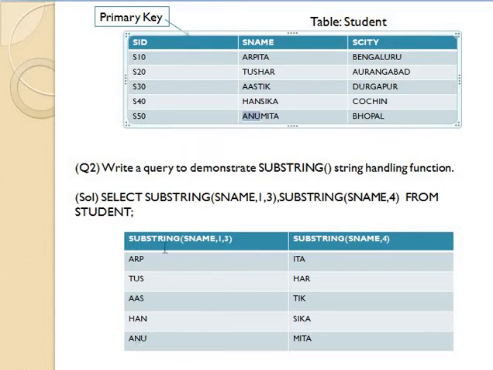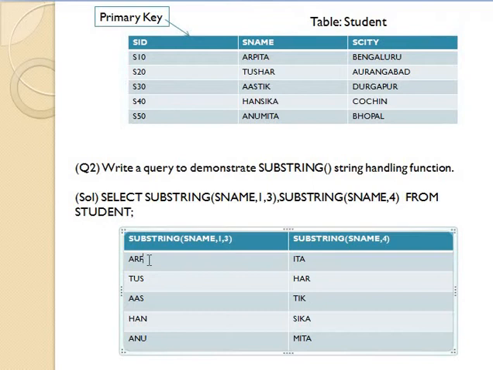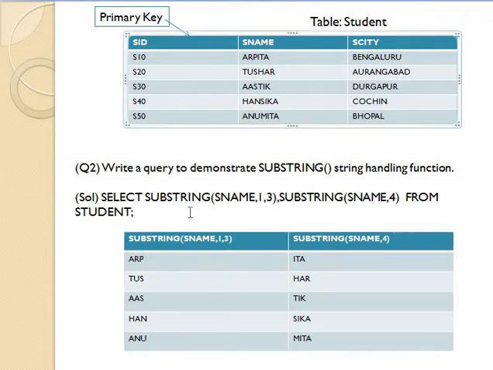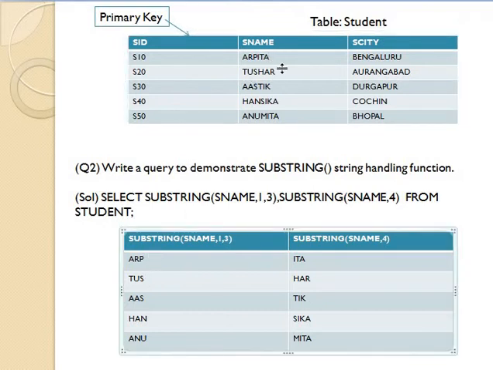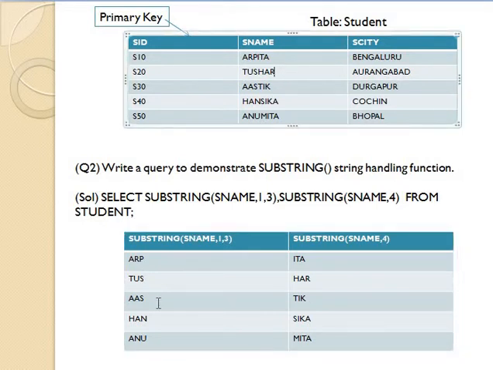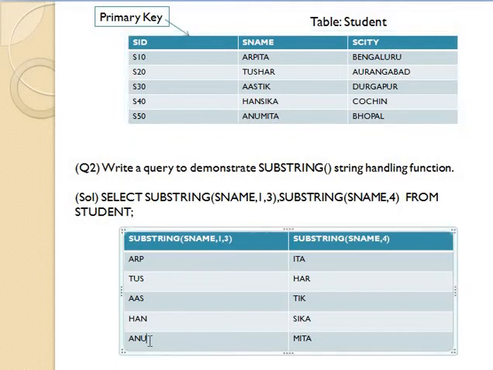As a result, in the first column substring sname, 1, 3 in the output table, 3 letters from each of the entries in the sname column of the student table are extracted starting from the first letter, which gives ARP from the entry Arpita, TUS from the entry Tushar, AAS from the entry Aastik, etc. So at the end, for Anumita, I have extracted ANU into the output table.